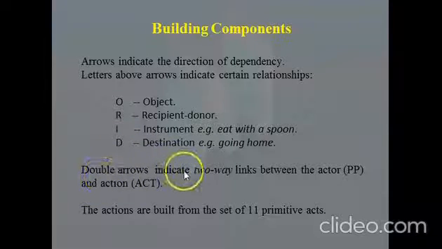Double arrows indicate that it is a two-way link between the actor PP and action ACT. Actions are being represented by those 11 primitives.